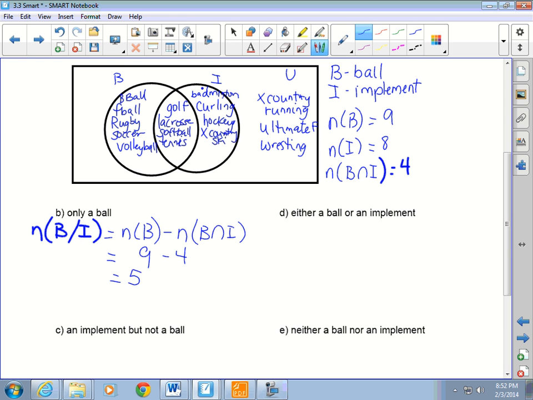So the number that are either a ball or an implement. Remember, or means that you're doing union. So the number that is a ball or an implement. Remember from that first one that you're taking the number that is a ball plus the number that are an implement, but you have to subtract the ones that are in both because you're going to count them twice. So the number in the ball was 9, the number in the implement was 8, minus the number that are in both. So 9 plus 8 is 17, minus 4 is 13.